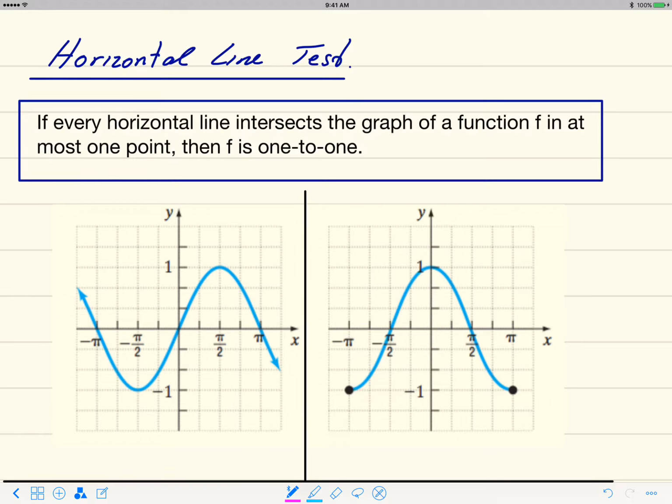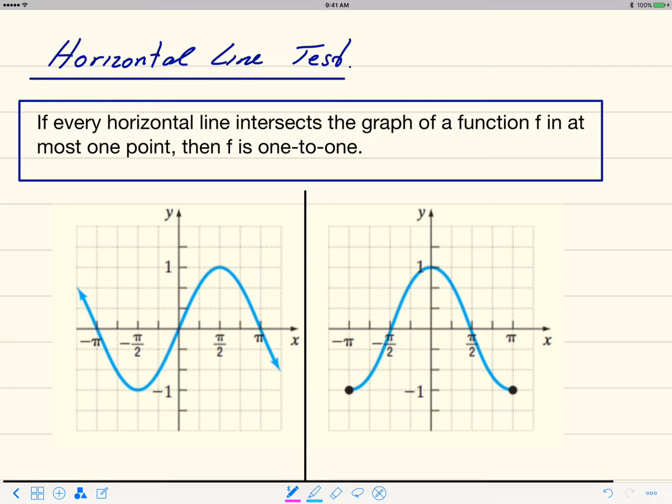In the last video, we looked at one-to-one functions, and we looked at some examples of how to figure out if a function is one-to-one or not. Now, if we have the graph of a function, then this test, called the horizontal line test, gives us a quick way to figure out if a function is one-to-one or not.